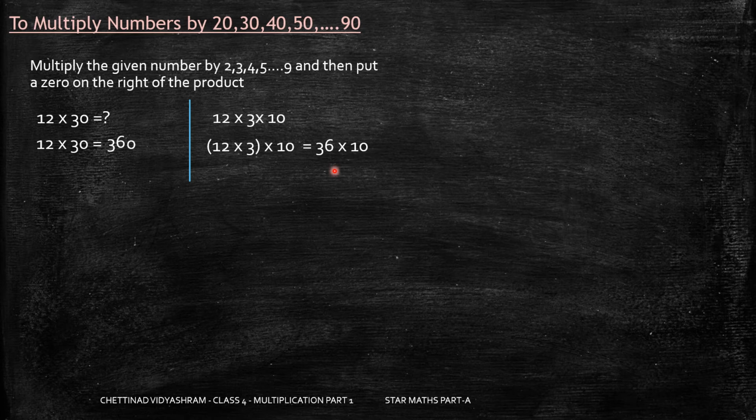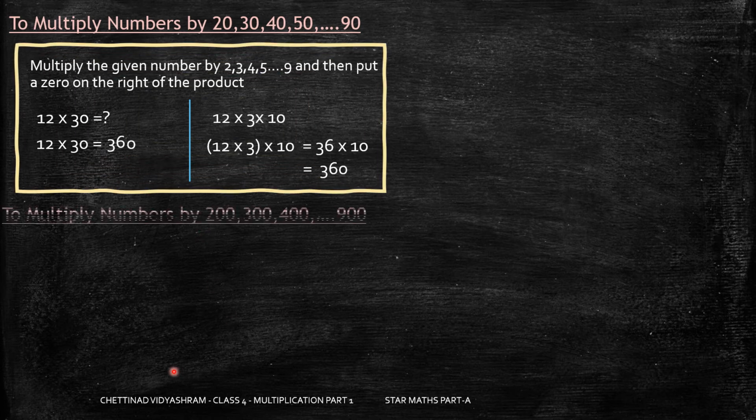We put 1 0 to the right of the number. So 360. Both ways we will get the same answer. So the easiest way is to multiply the numbers and add 1 0. Understood, children? Next, to multiply numbers by 200, 300, 450, 500.